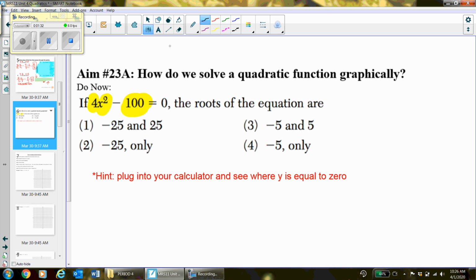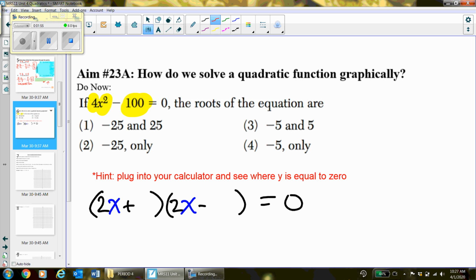So with that being said, I know that the square root of 4 is 2, so I'm going to go ahead and create my double bubble. Set that equal to 0. So to get back to 4, I know I need 2 times 2. To get back to x, I know I need x times x. And then to get to a negative, I know I need it to be a plus and a minus. And then to get to 100, I need a 10 and a 10.